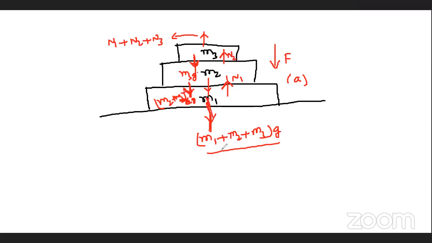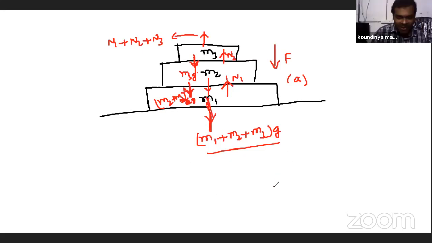Okay, here it is M1 plus M2 plus M3. M1 is having, along with the weight of the first object, the weight of the second and third. That's why I wrote here. Here I am writing individual weights.